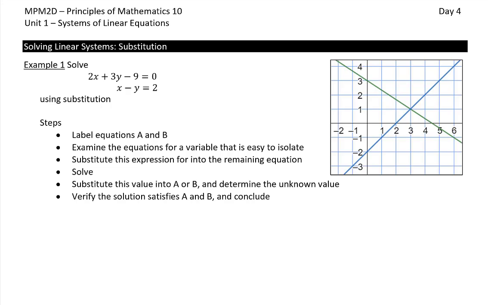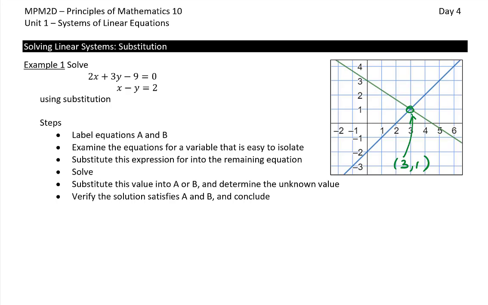Today we're going to look at solving linear systems using an algebraic method called substitution. So for our first example, we're going to solve 2x plus 3y minus 9 equals 0 with x minus y equals 2. If we look at the graph given here on the right, we see that these two lines intersect at the point (3, 1). So algebraically, we should be able to prove that these two lines do meet at the point (3, 1).